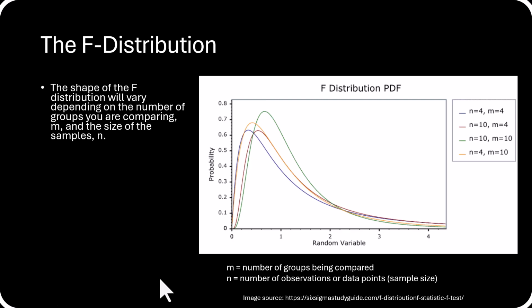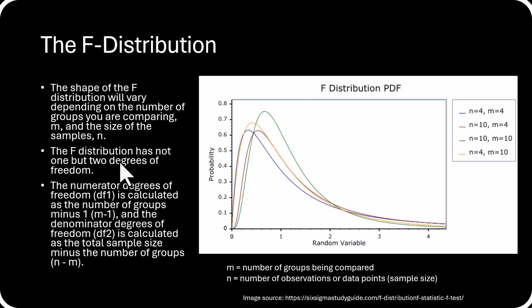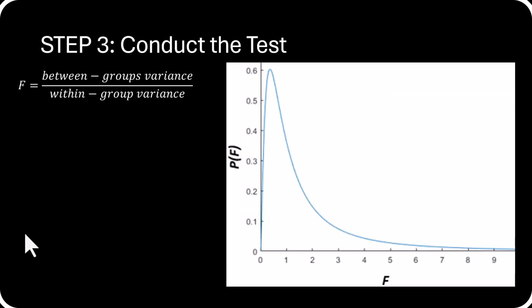Also recall that the shape of the F distribution will change depending on the degrees of freedom, which are calculated by 2 different things. The numerator degrees of freedom is m minus 1, the number of groups being compared minus 1. In our case, we have an A, a B, and a C group, so 3 groups minus 1, and our numerator degrees of freedom would be 2. The denominator degrees of freedom is the number of observations, 5, minus 3 groups. So 5 minus 3 would be 2. The other thing to remember is that the F statistic is calculated as the ratio of the between groups variance to the within groups variance.